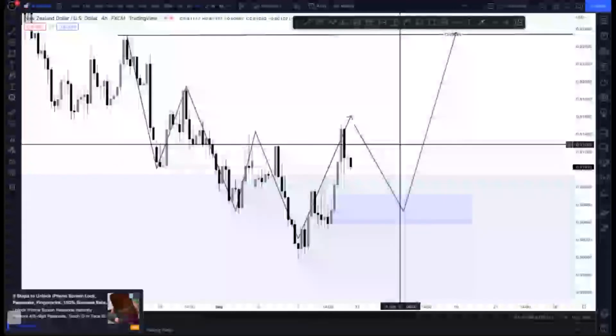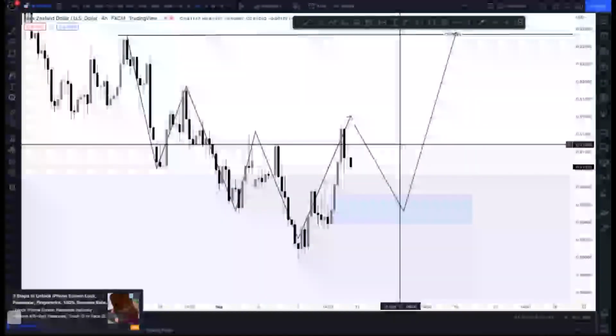Okay, so if the dollar index is buying, any pair that has USD as the base currency is expected to be selling, and the reverse is the case. If the dollar index is selling, any currency pair that has USD as the second currency is expected to be buying.